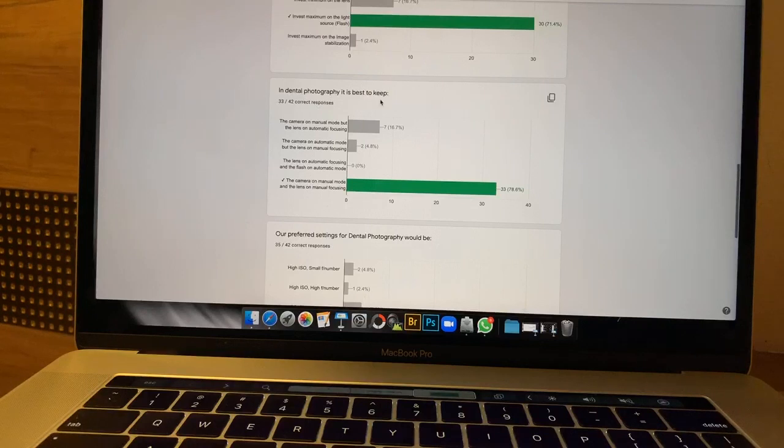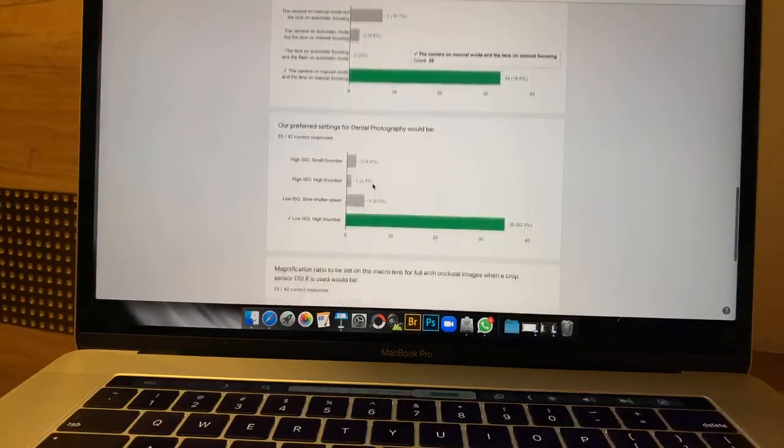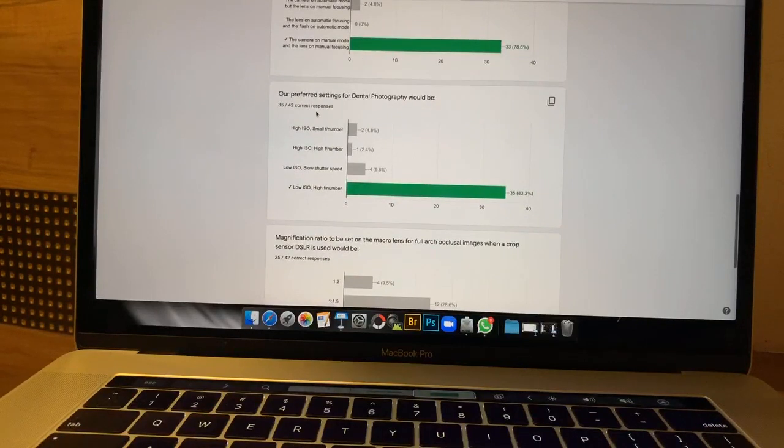In dental photography, it is best to keep, 7% said the camera on manual mode and the lens on autofocusing. That's the incorrect answer. The camera on automatic mode, 2 people said, but the lens on manual focusing, that is also the wrong answer. And most of you, that's 33 people, said the camera on manual mode. That's correct. And the lens also on manual focusing. That's perfect.